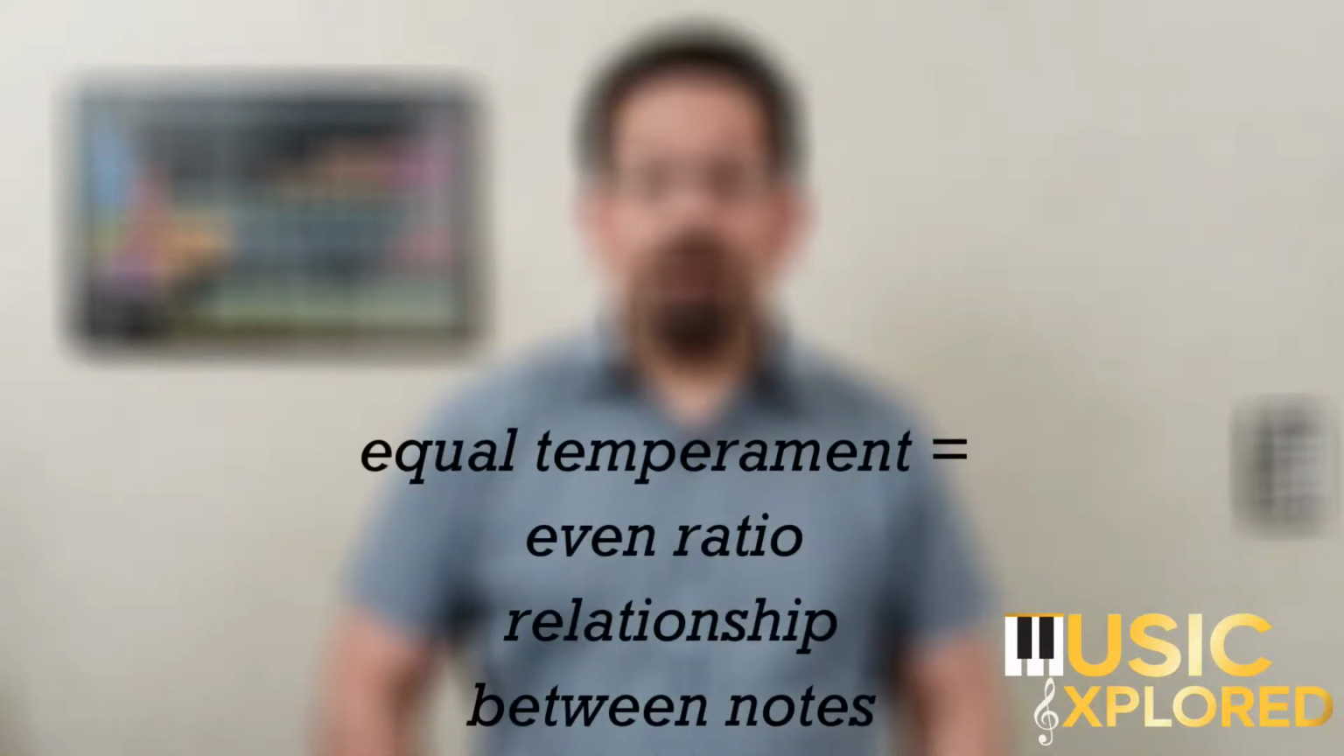Our Western scale has developed over centuries, changing over time to reflect the kinds of music being written. Currently, we have 12 notes per octave, using a tuning system we call equal temperament. Equal temperament means an even ratio relationship between notes. This ratio is 1.05946, or an increase of 5.946% per note. As we go higher in notes, the absolute distance and frequency between them increases.